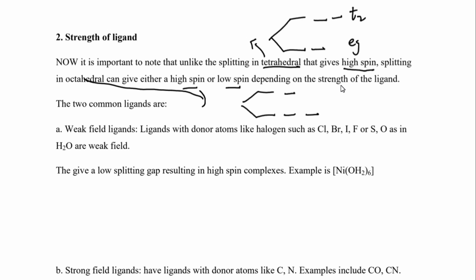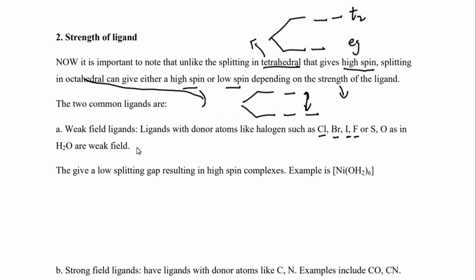So now we have two types of ligand strength: the weak field ligand and the strong field ligand. For a weak field ligand, when you see halogens like chlorine, bromine, iodine, fluorine coordinated to the transition metal, just know that this is a weak field ligand, and the splitting distance will be small.